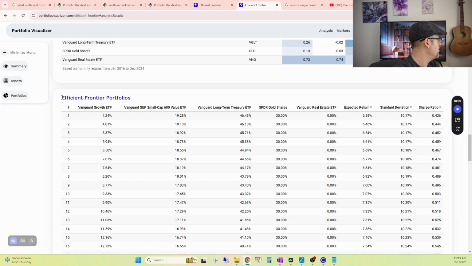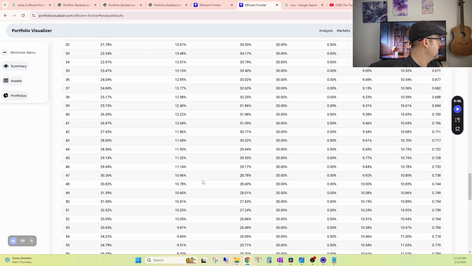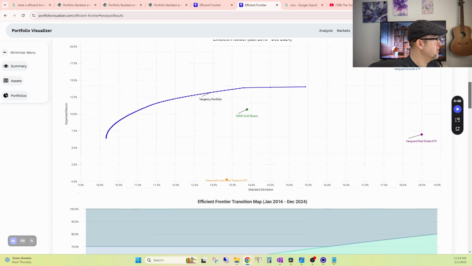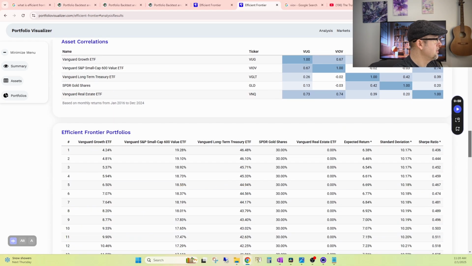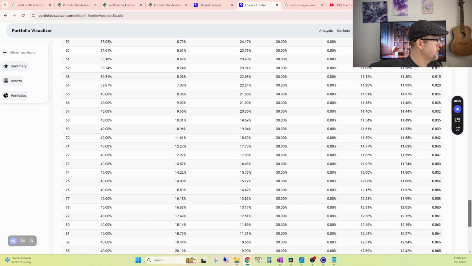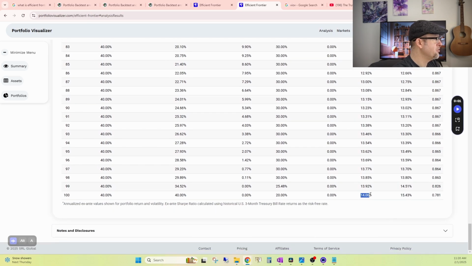So we'll go now with the portfolios themselves, and we will scroll down to the very bottom. So it ran 100, and this is where it came up with 40%, 40%, and 20%. And it came back with 15.43% on our total. Hold on. Expected return is this third column. So it came up with 14% back on that. Okay, so that's pretty good.